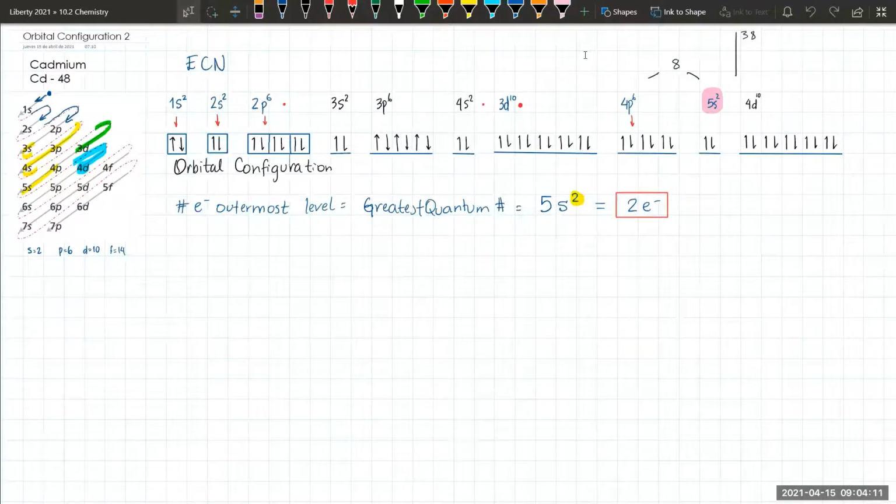Now, what comes after? One more thing that you need to know is that in the number of electrons, you can't have more than 8 electrons. If you have more than 8 electrons, you did it wrong. So, don't forget about this.